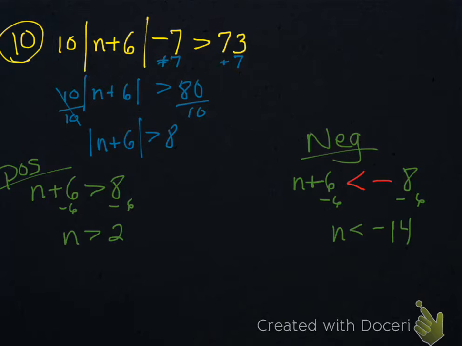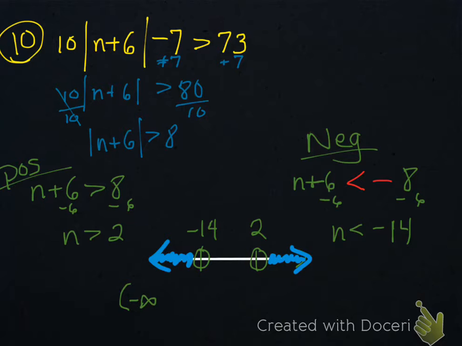Now we're ready to put it on the number line. -14 goes on the left. 2 goes on the right. Do we have open circles or closed dots? Both are open because neither one has an equal to. -14 goes to the left, and 2 goes to the right. Always shade in the direction of the inequality symbol.